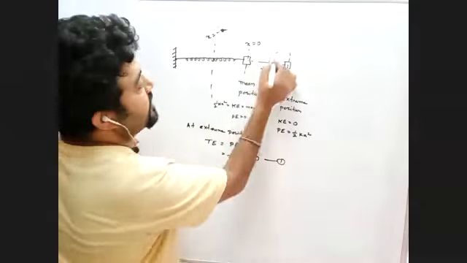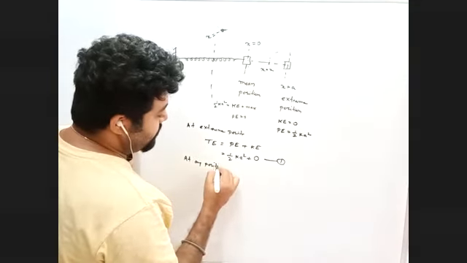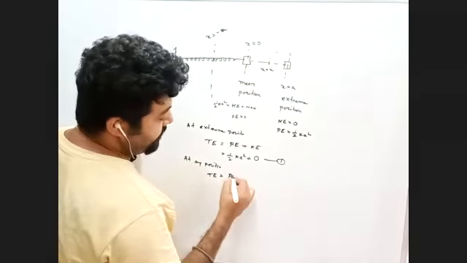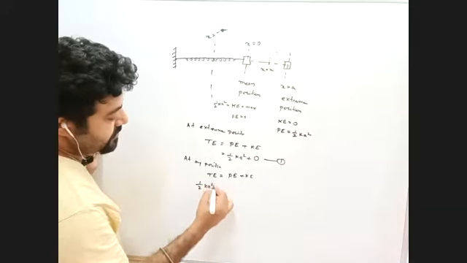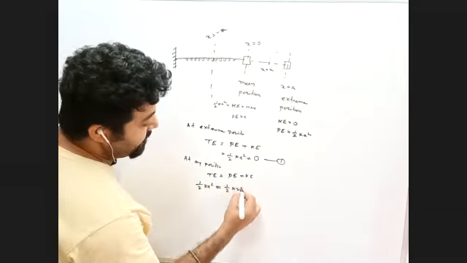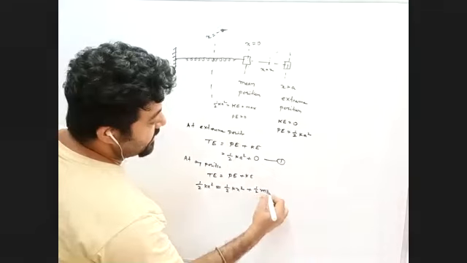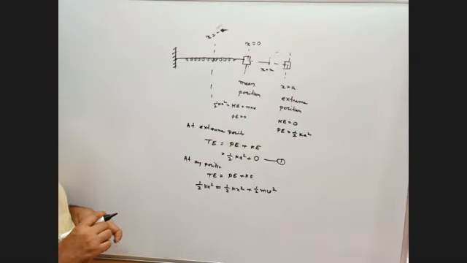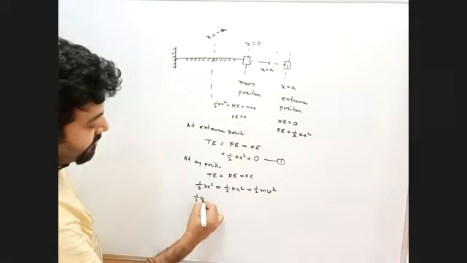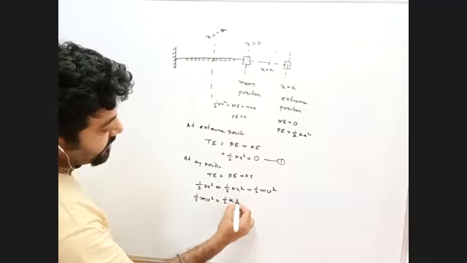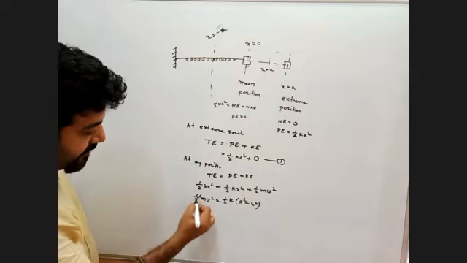Now in between, suppose at any position, what can we say? Total energy, that is the potential energy plus kinetic energy, as your total energy is fixed. The potential energy is half k x square because let the elongation is x, and your kinetic energy at that position is half m v square. Can we write it? Yes, sir. So from this data, half m v square equals half k into a square minus x square. Half cancels.